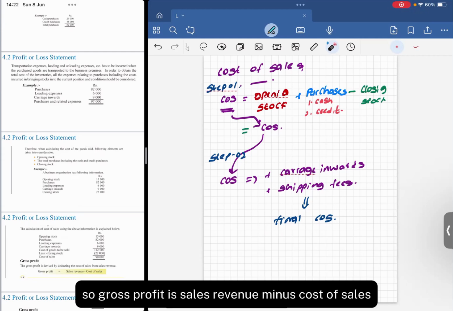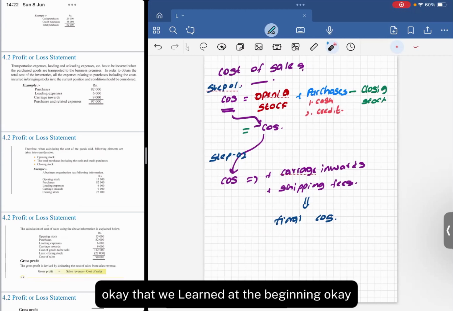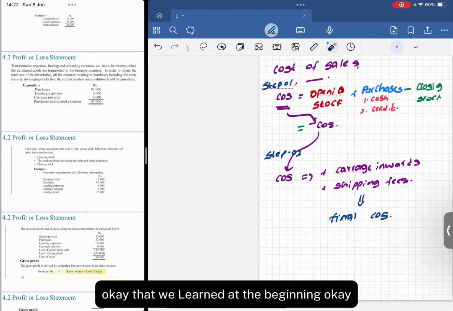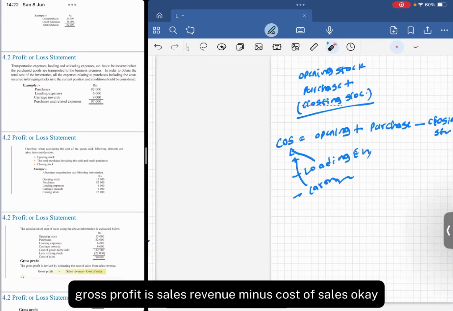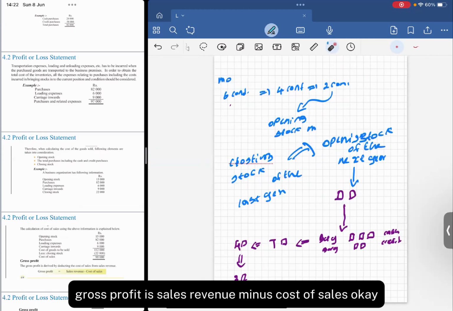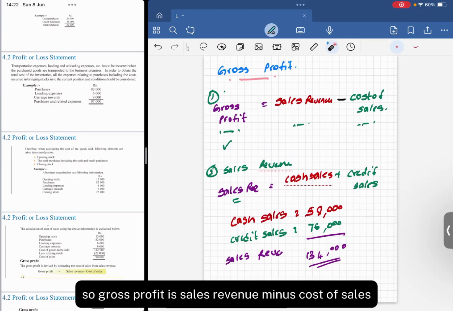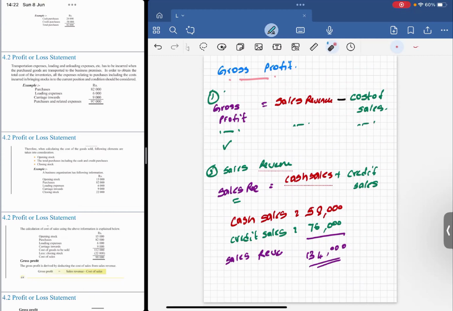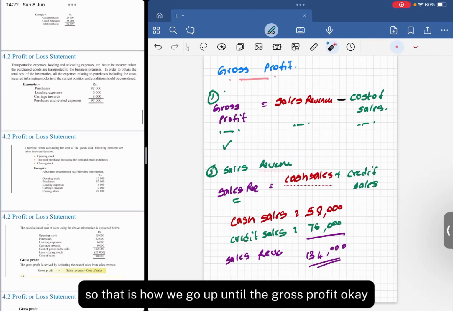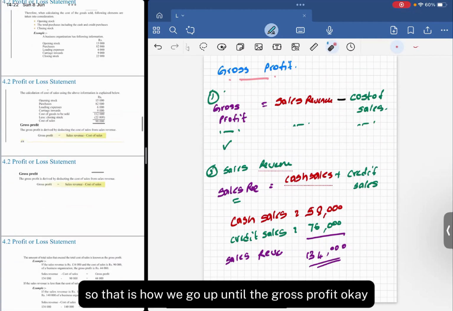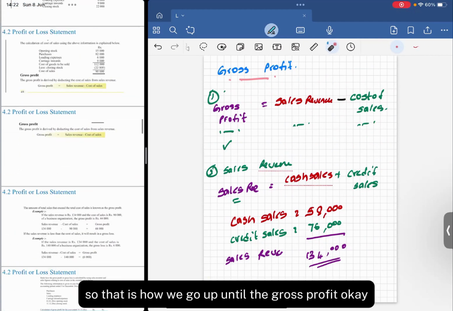So gross profit is sales revenue minus cost of sales. That we learned at the beginning. So that is how we go up until the gross profit.